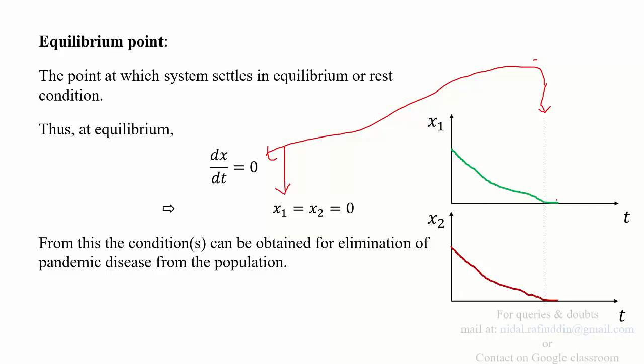Further, you will not observe any spread or any increase in the rate of the states. From this condition, the conditions for elimination of the pandemic disease from the population can be obtained. There are a few more concepts that will be studied in unit 3, and after studying that we'll come back to this problem to analyze how this disease spreads using some mathematical relations, implement it on MATLAB, and find what conditions will cause the spread to come to an equilibrium or halt.